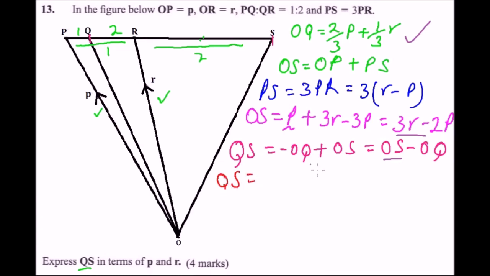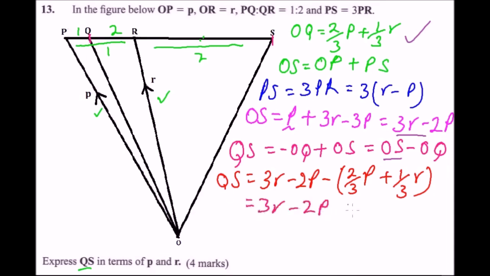is equal to, our OS is 3R minus 2P, and then we have minus our OQ, which is 2/3 of P plus 1/3 of R. So those are the values that will give us our vector QS. So we can open the bracket and say our QS is equal to 3R minus 2P minus 2 over 3P minus 1/3 R. Now put the like terms together.